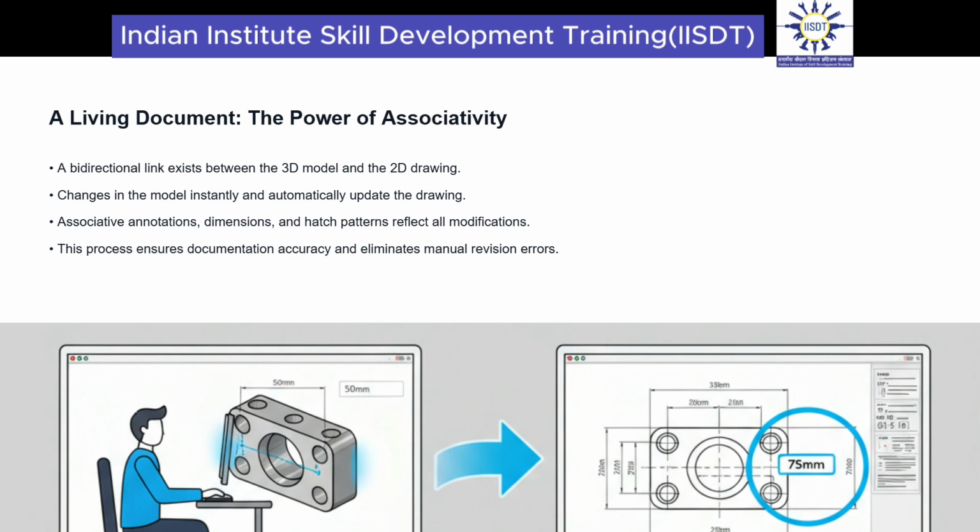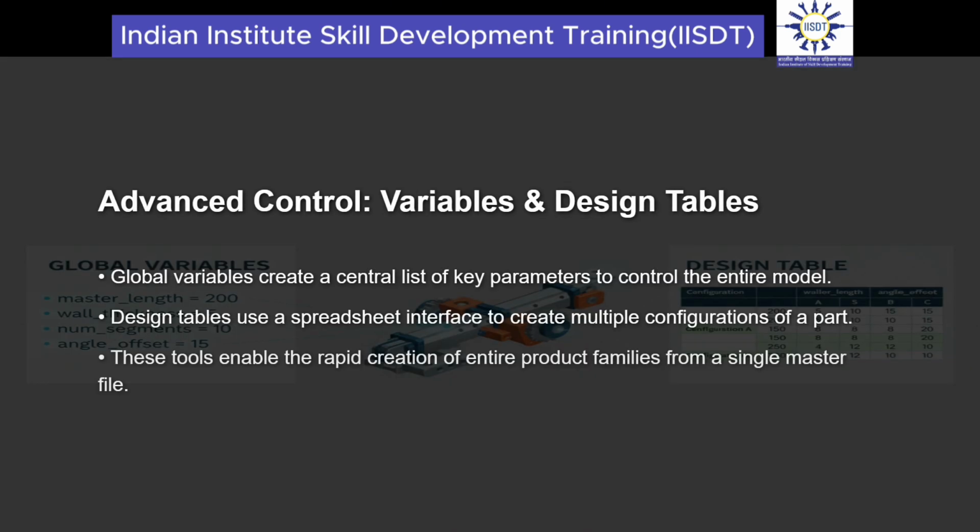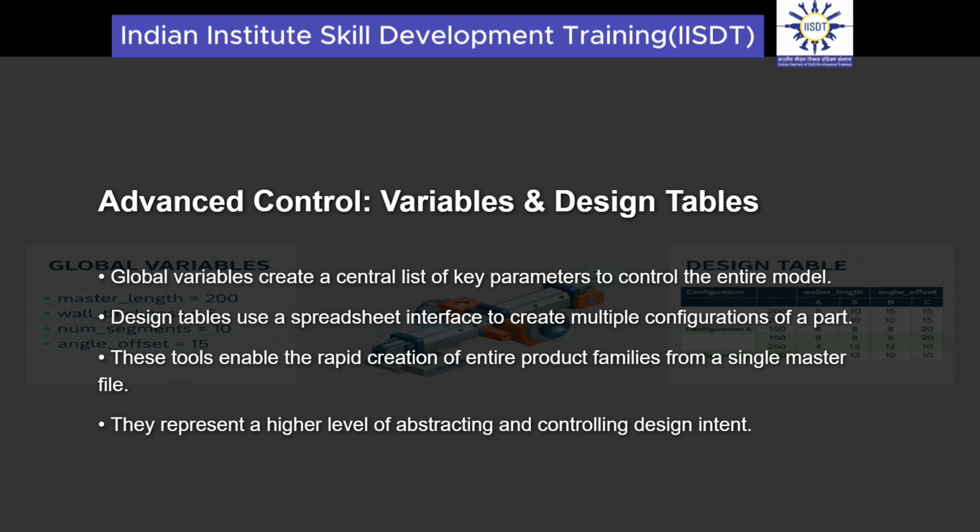This powerful, seamless integration ensures that your documentation is always synchronized with the master model. It drastically reduces errors, saves countless hours of manual checking, and provides a single source of truth for the entire design and manufacturing process. Once you've mastered the fundamentals, parametric modeling offers even more powerful tools for managing complex designs. Two of the most important are global variables and design tables.